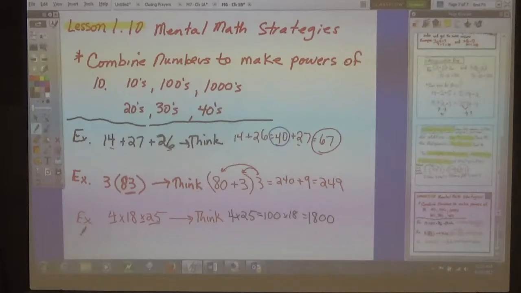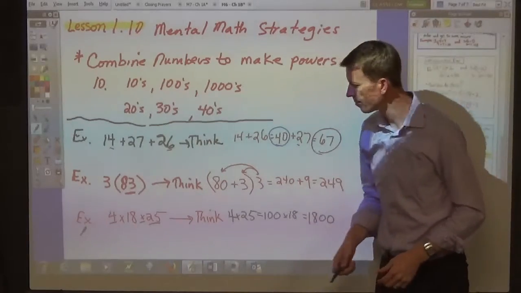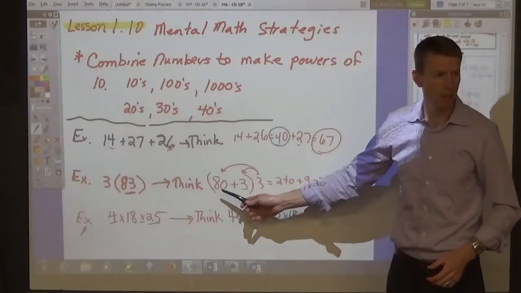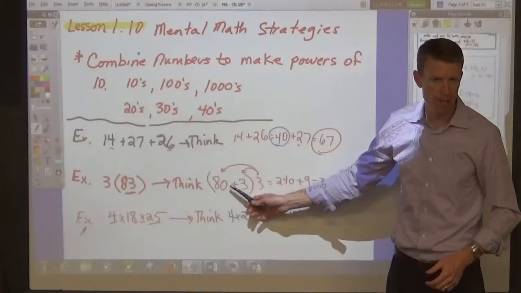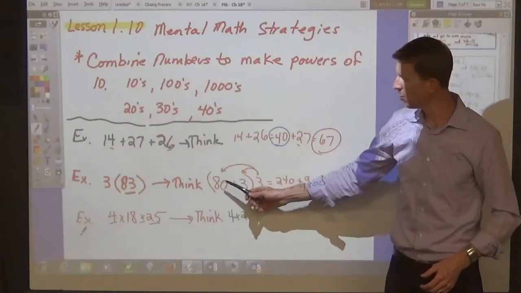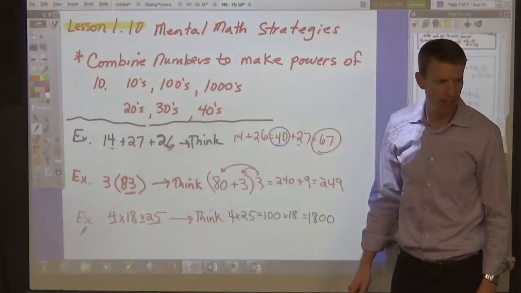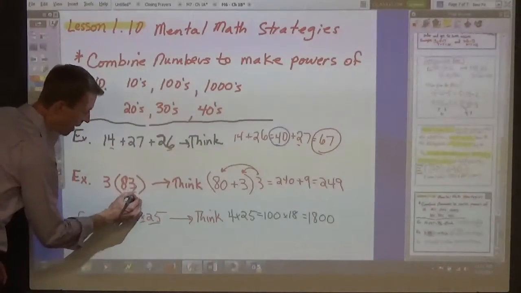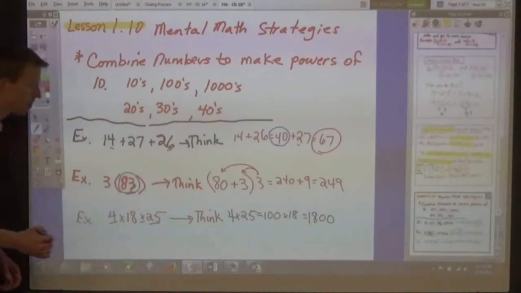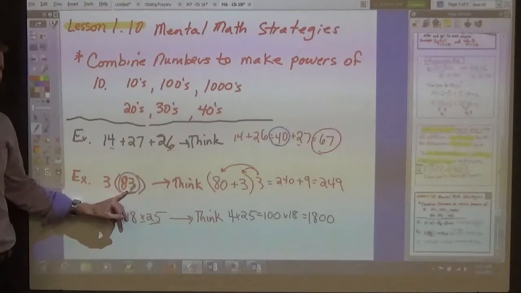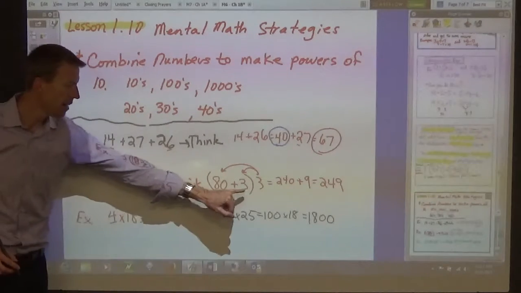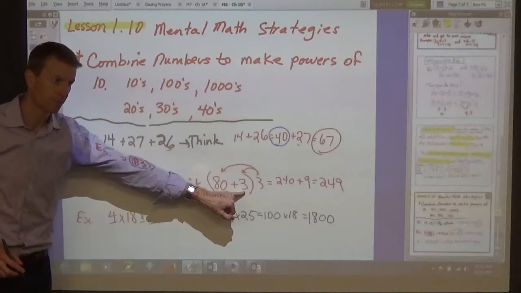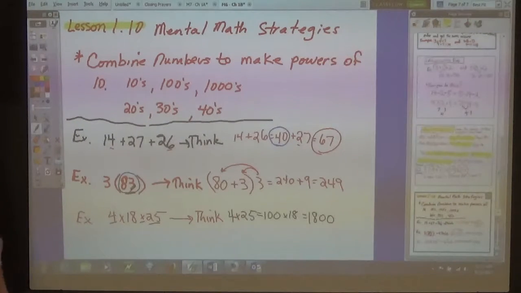All right? Let's look at this method. This method is sometimes called the compensation method. What we're actually using is what's called the distributive property. And what you do in the distributive property is you take the big number, like 83, and you think of 83 as 80 plus 3. 80 plus 3 is 83, right? So that's the first step, is to break apart that number.